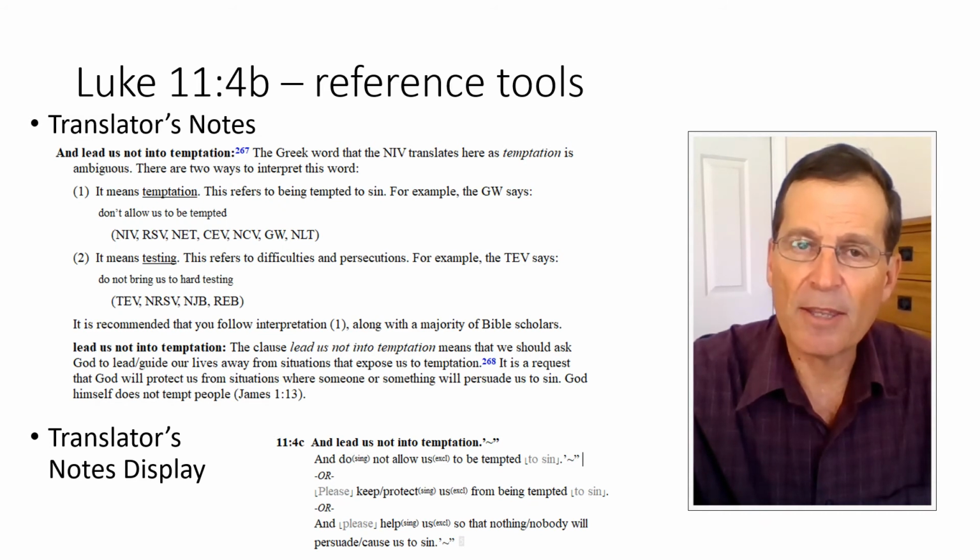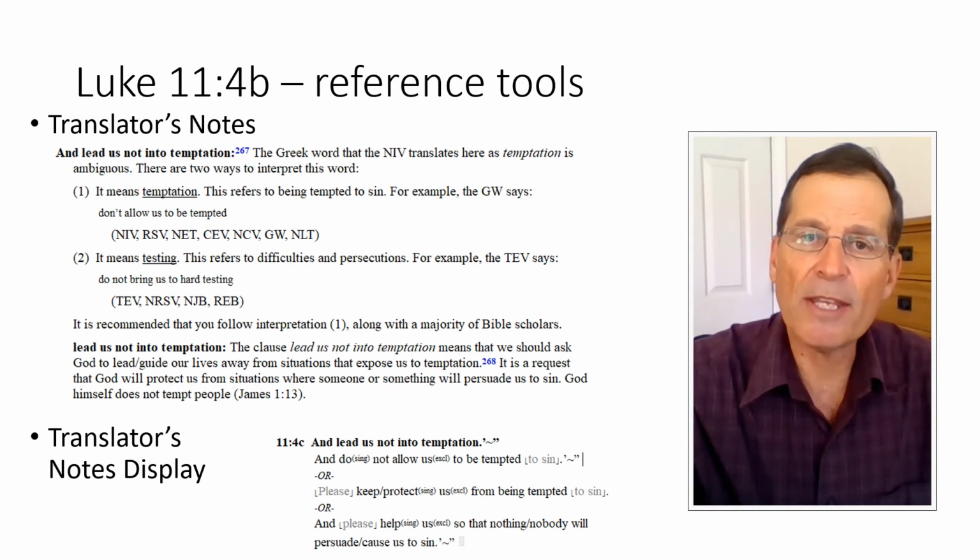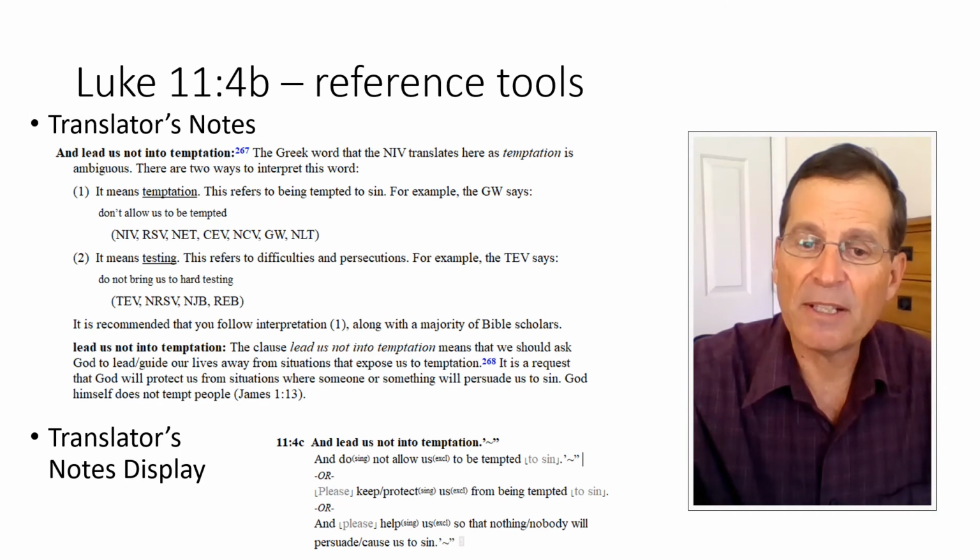Translator's Notes display then gives us some options of possible ways to translate it. The first, "And do not allow us to be tempted to sin." Next, "Please keep or protect us from being tempted to sin." And then the third one gives an option for how to translate it not using the word tempted, in case you don't have that in your language. "And please help us so that nothing or nobody will persuade or cause us to sin."